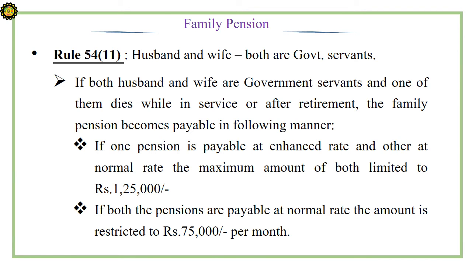If one pension is payable at enhanced rate and the other at normal rate, the maximum amount of both is limited to rupees 1,25,000. If both the pensions are payable at normal rates, the amount is restricted to rupees 75,000 per month.